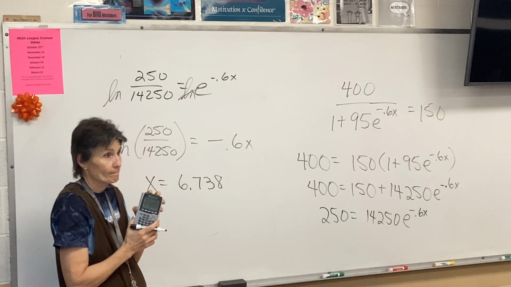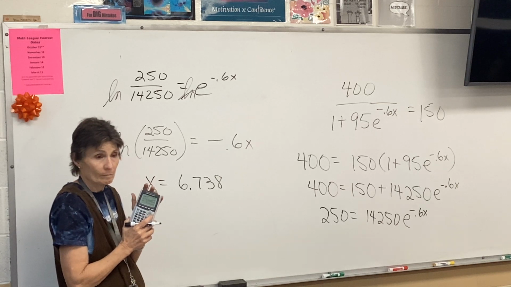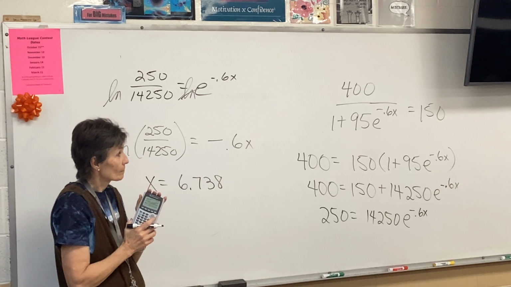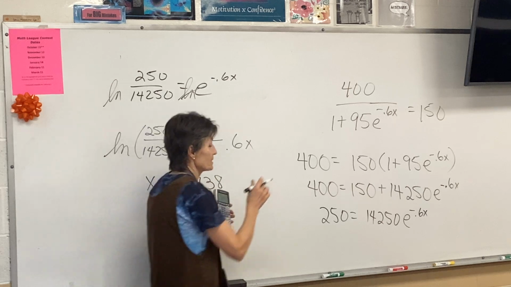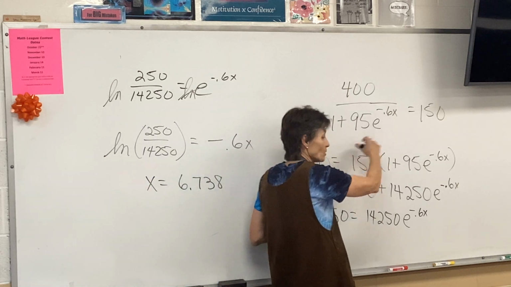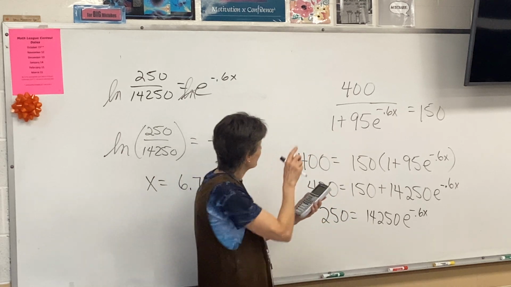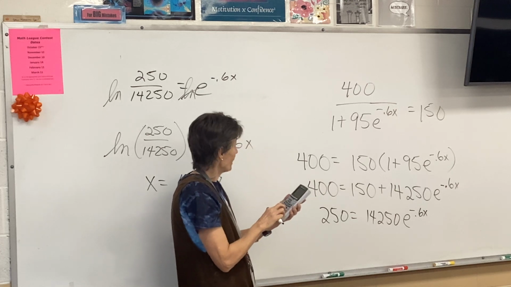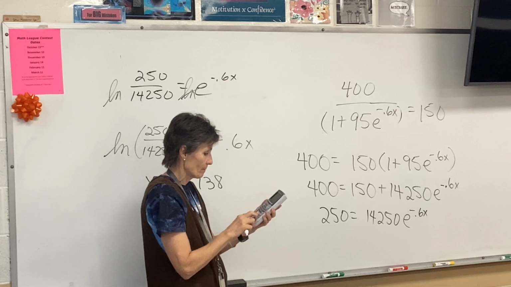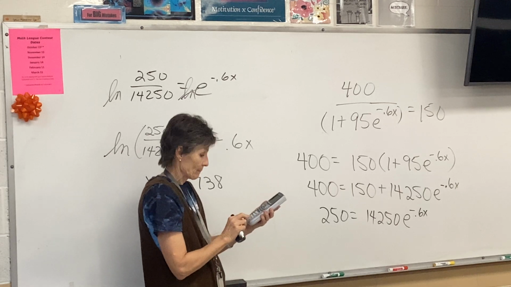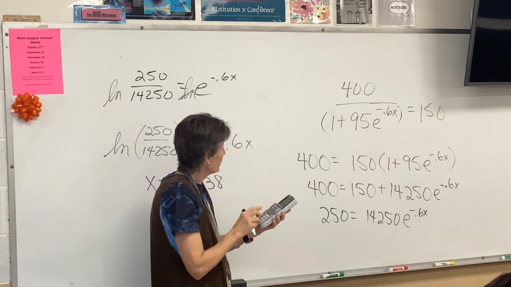Hold on, let me see it one more time. So, just for fun, let's go back to the original. Let's go ahead and graph, like you were gonna do anyway. So let's graph 400 divided by parentheses, if you need them, and 150.